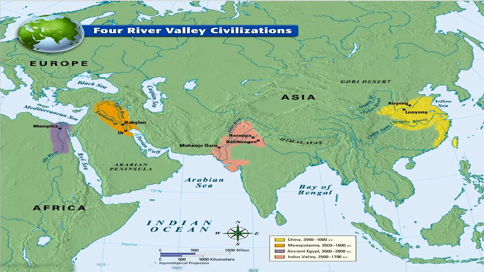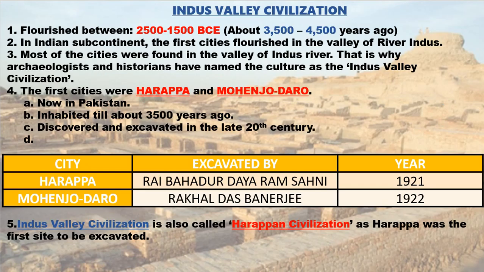Let us now move on to the Indus Valley civilization, because in this chapter we have to deal with it. We have already studied in the very first chapter, Studying the Past, that the Indus Valley civilization is one of the finest examples of the protohistoric period.